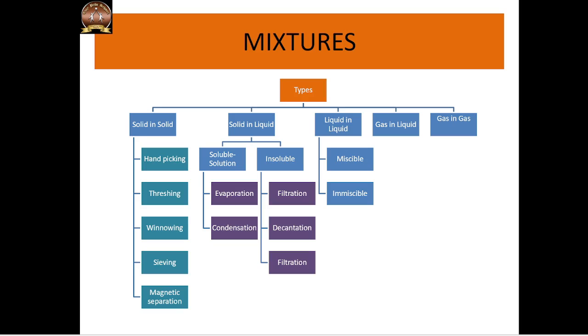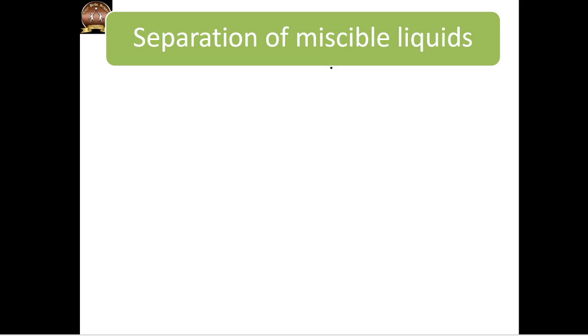A quick recap of what we just learned: the separation of solid in liquid mixtures. If the solid is dissolved in the liquid, you use the method of evaporation and condensation to collect the liquid part also. If the solid is insoluble in the liquid mixture, we can use the processes of sedimentation, decantation, and filtration. Now let's learn about the separation of miscible liquids.